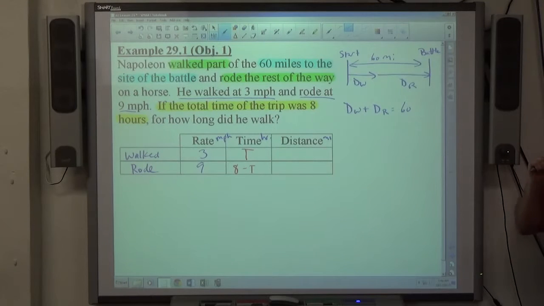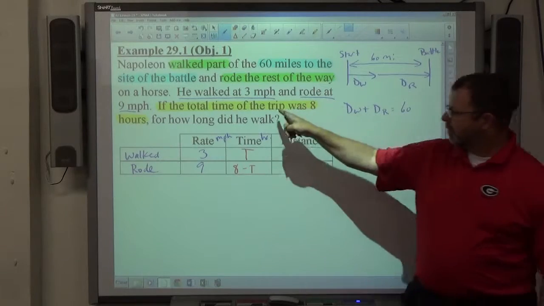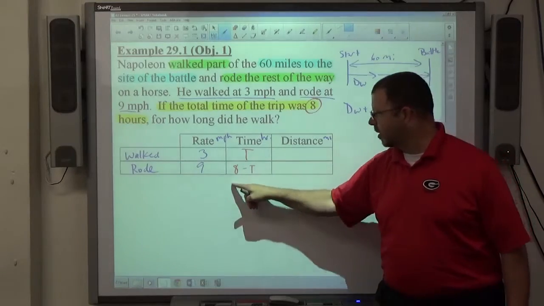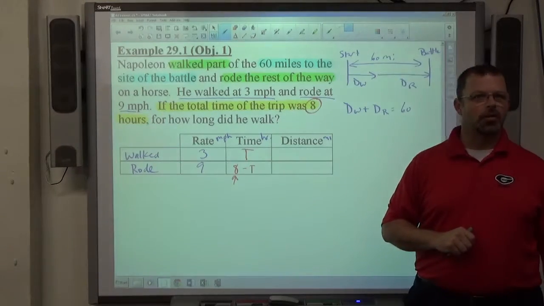So if they use the words in the problem, the total time was this, one of them is t, the other is 8 minus t, it doesn't matter which one's which. If it says the round trip was this, t is one, round trip time minus t is the other, every time. There's never a time where you do it differently than that. This highlighted yellow, that's how you handle time. This number is what goes there, put t's everywhere else.